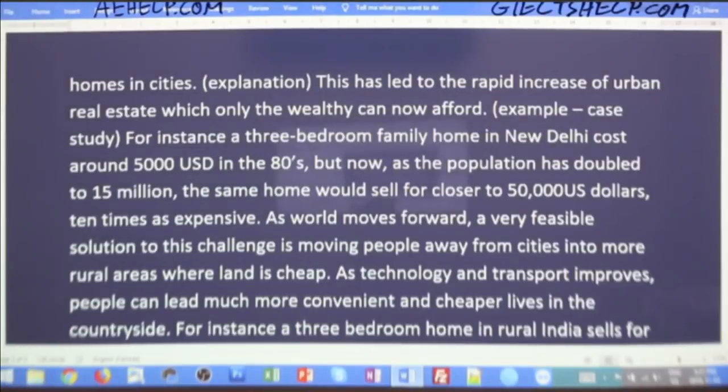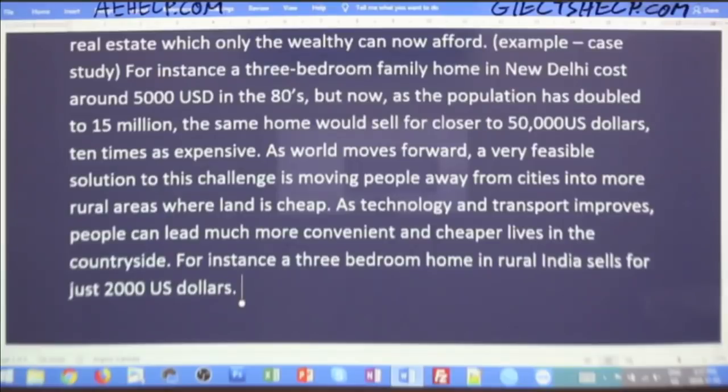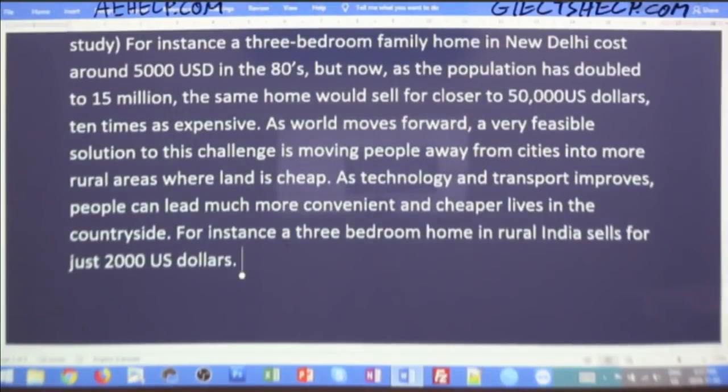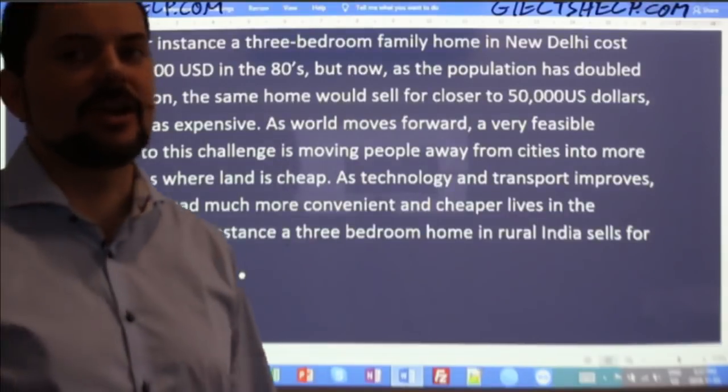As the world moves forward, a very feasible solution to this challenge is moving people away from cities into more rural areas where land is cheap. As technology and transport improves, people can lead much more convenient and cheaper lives in the countryside. For instance, a 3-bedroom home in rural India sells for just $2,000 US. Okay? So that is your body paragraph 1.